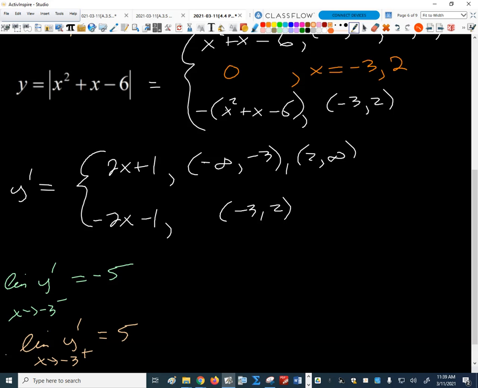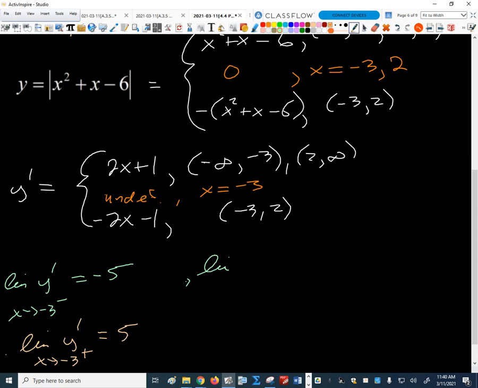Well, look, those two limits are different. As I approach -3 from the left and the right, I'm getting different answers. And so my derivative is undefined at x equals -3. And I promised you the same thing would happen at 2 if I took those limits. Well, I'll just show you. We're going to get stopped today anyway.